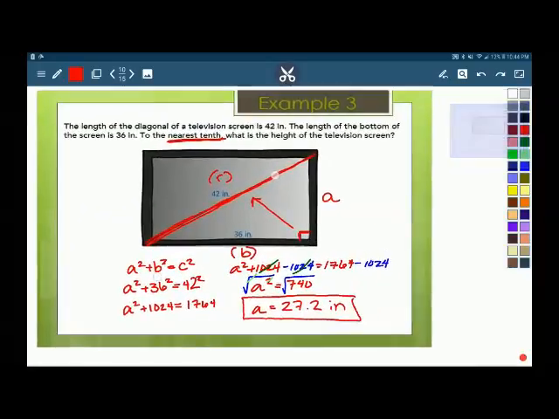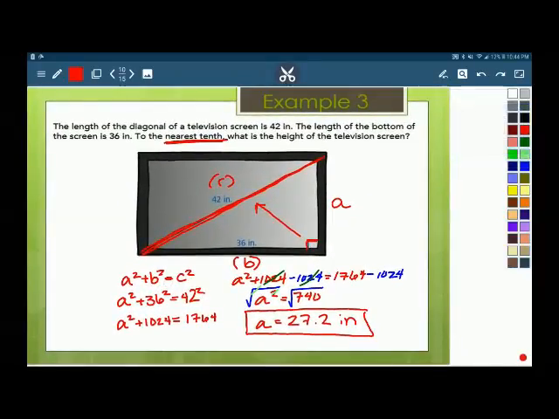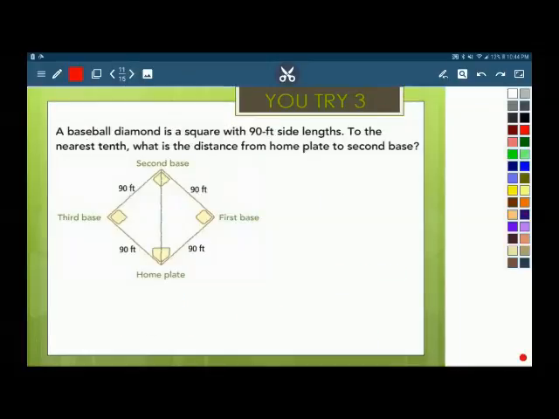Okay, so what I would like you guys to do now that we've had a real life situation of using the Pythagorean theorem, I want you to do this exact same thing on this real life example on your U-Try. It says a baseball diamond is a square with 90-foot side lengths, to the nearest tenth. What is the distance from home plate to second base?